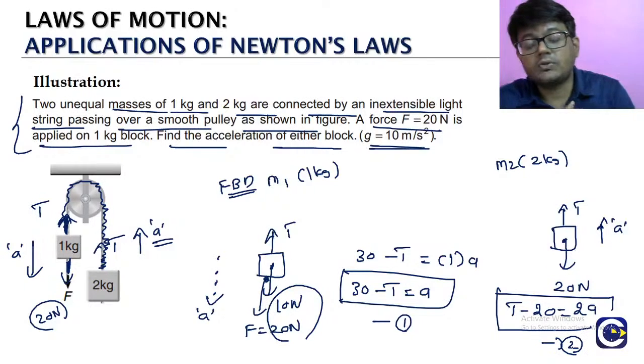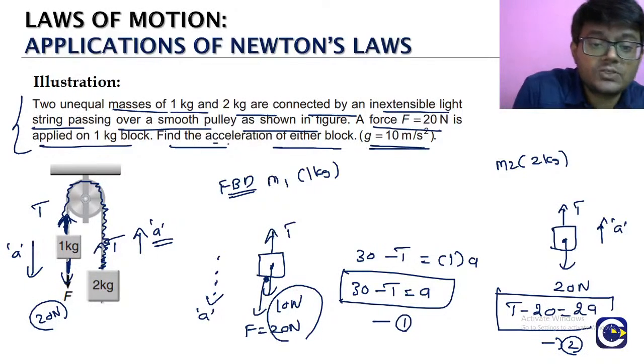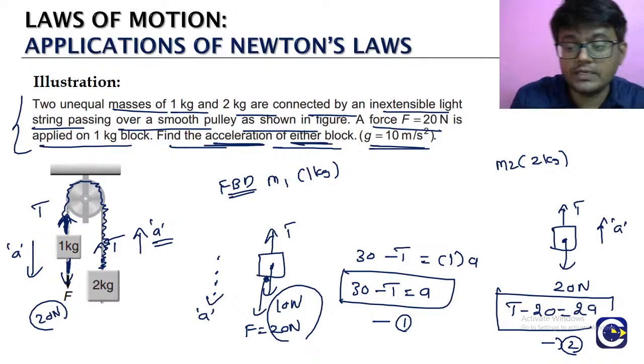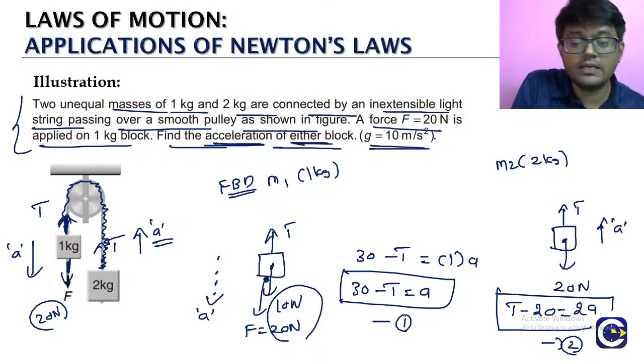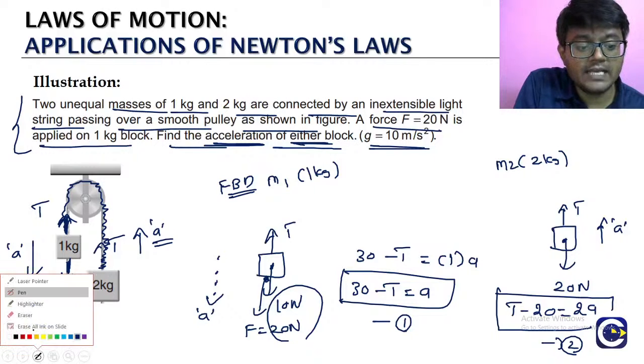T minus 20 is equal to A. Now what they are asking us to find is the acceleration, right? So you can check it here also. How can we find the value of acceleration? If you think about adding both the equations, right?